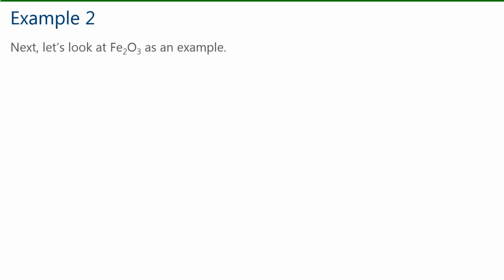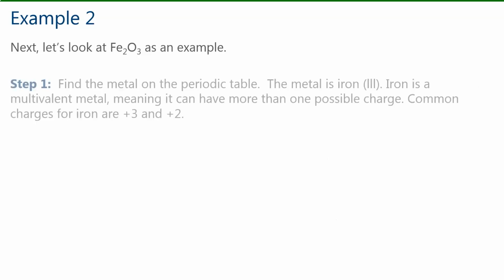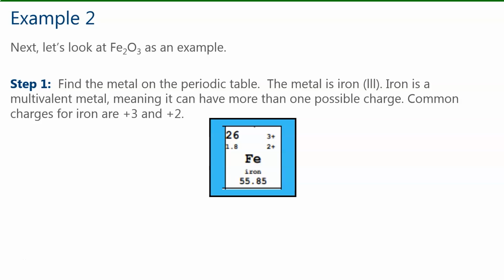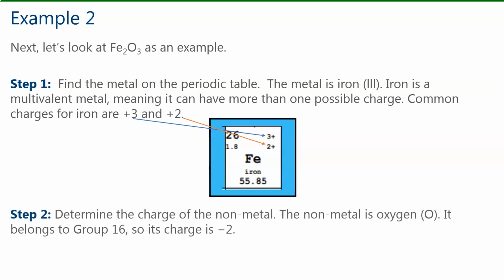Now we'll look at Fe2O3 as an example. So again, our first step is to find the metal on the periodic table. The metal is iron. Iron is a multivalent metal, meaning it can have more than one possible charge. Common charges for iron are +3 and +2. We need to determine the charge of the nonmetal. The nonmetal is oxygen. It belongs to group 16, so its charge is -2.